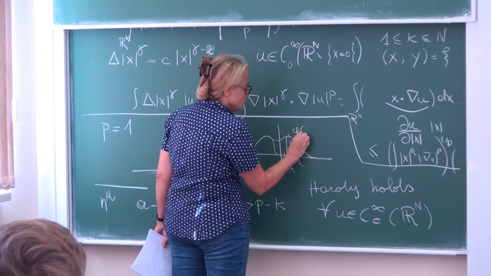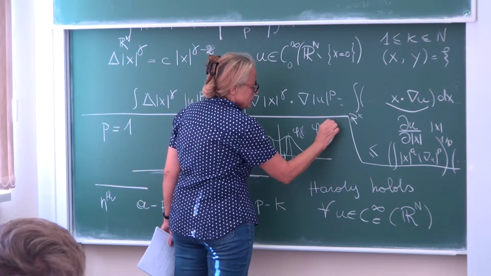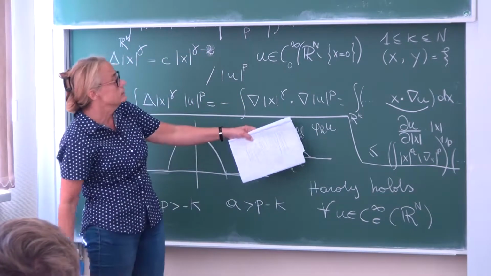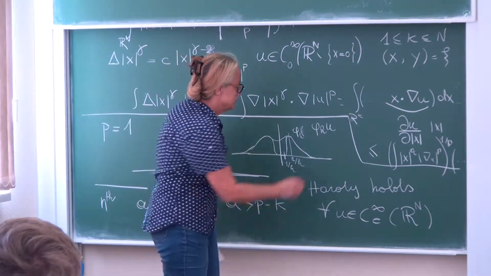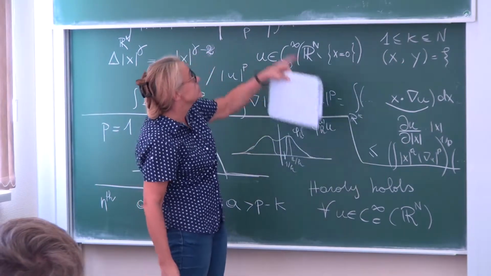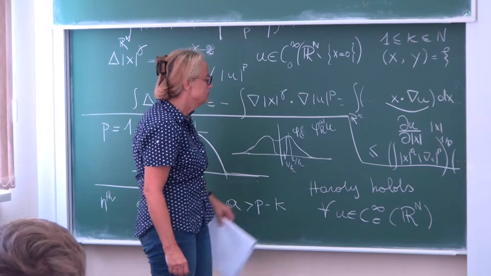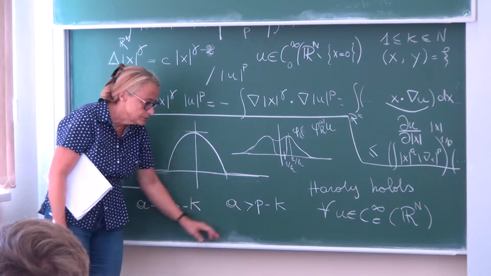This is phi_h. You first apply the Hardy inequality with this function, which is just a function on x, that vanishes on the singular set, and then you can pass to the limit as h tends to infinity when a is greater than p minus k.